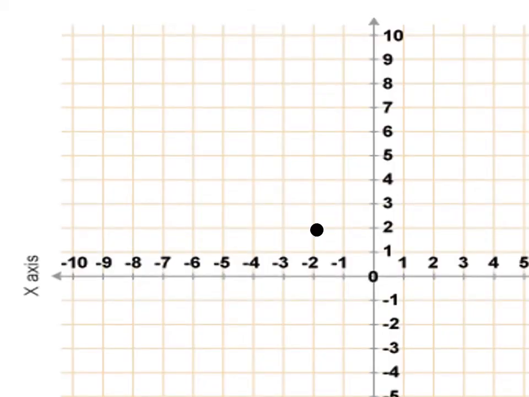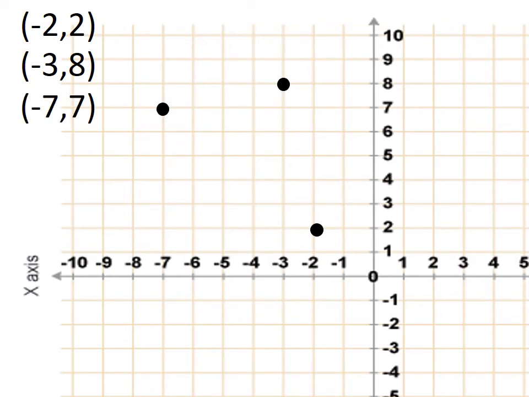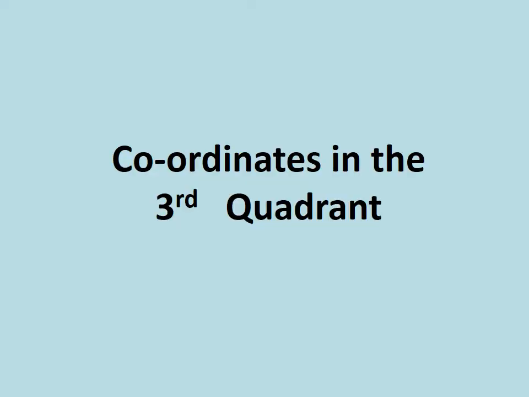Into the second quadrant now. What do you think this point is? Negative 2, 2, because we go across and then up. What about this one? So again, we start at the origin, we go across, negative 3, up to 8. What about this one? Negative 7, 7. This one? Negative 9, 4.